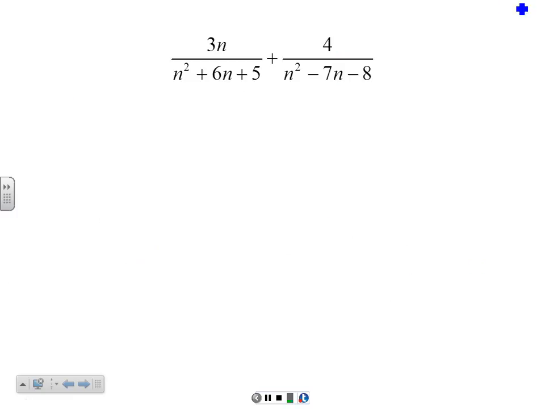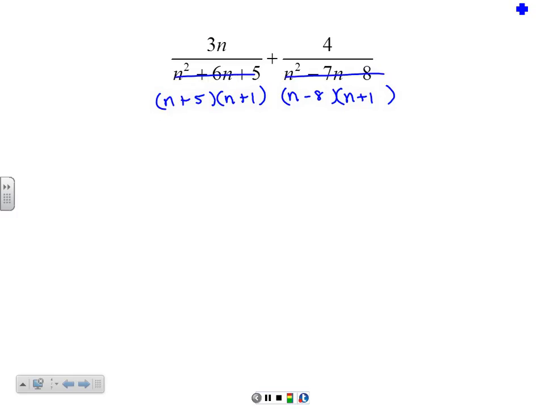For this problem, both of our denominators will factor. We have trinomials where the leading coefficient is 1. So both of these will factor into our two binomials. So the first one's going to factor into n plus 5 and n plus 1. And then this one is going to factor into an n minus 8 and an n plus 1. So those are our new denominators completely factored.